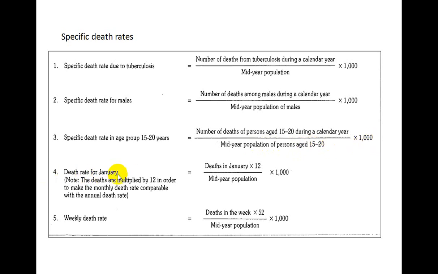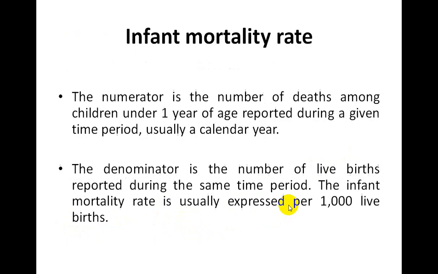Fourth, death rate for January. The deaths are multiplied by 12 in order to make the monthly deaths comparable with the annual death rate. It is equal to deaths in January into 12 divided by mid-year population into 1000. Weekly death rate is equal to deaths in the week into 52, because in 1 year there are 52 weeks, divided by mid-year population into 1000.